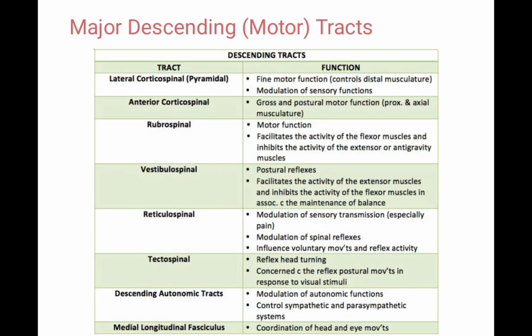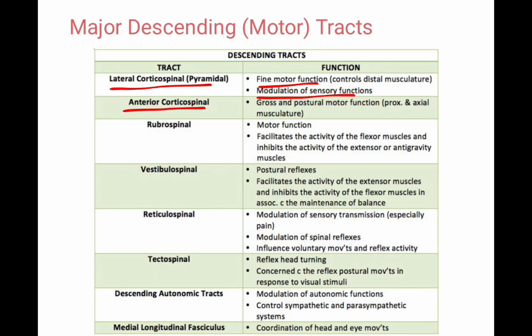So let's now look at the major descending tracts, which are the motor tracts. The descending tracts include the lateral corticospinal, which is pyramidal, very, very important. It's for fine motor function and modulation of sensory function. We have the anterior corticospinal tract, which is for gross and postural motor function.